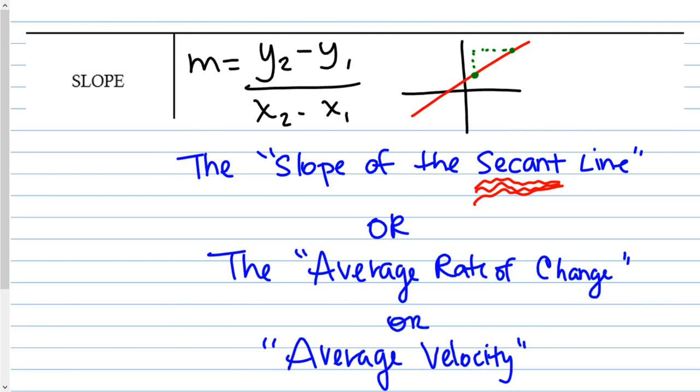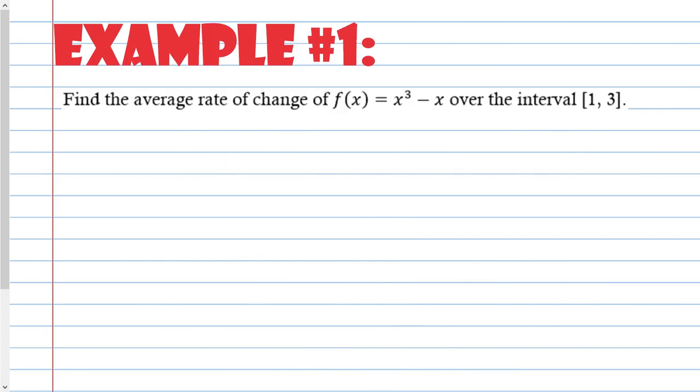Now, we do just normally find slope by using 2 points. So for example 1, we're just going to go ahead and do that. We're going to find the average rate of change of this function over the specified interval. Now my interval is telling me that x is equal to 1 and x is equal to 3. And so if I'm going to do the slope or the average rate of change with the familiar y2 minus y1 over x2 minus x1, then I'm going to need the y's.